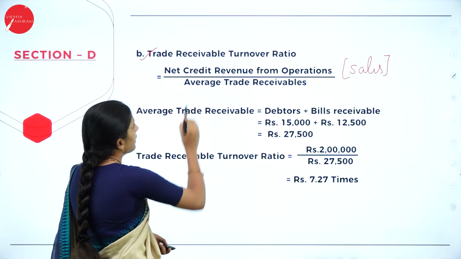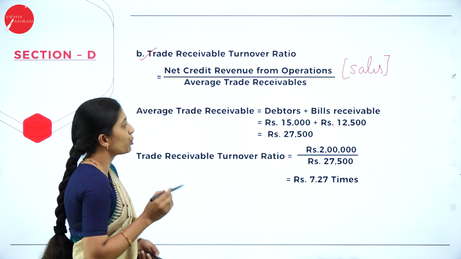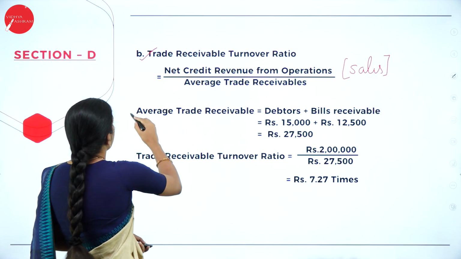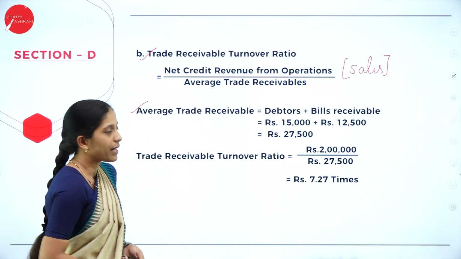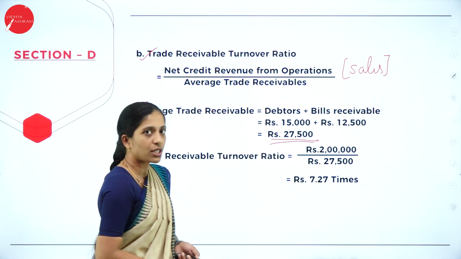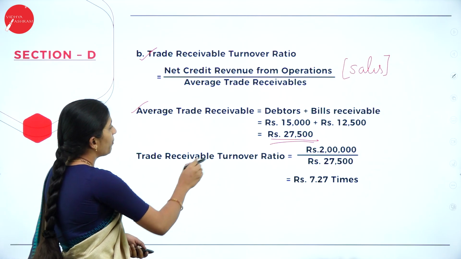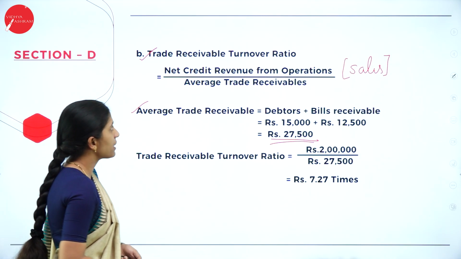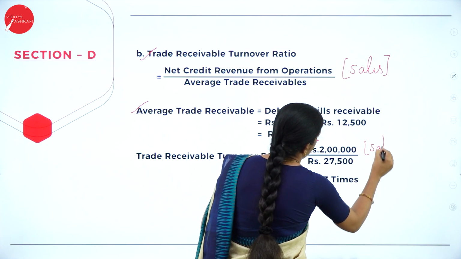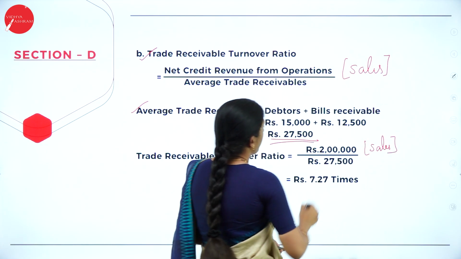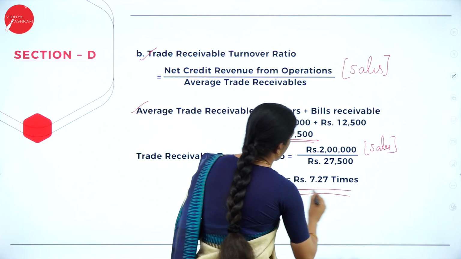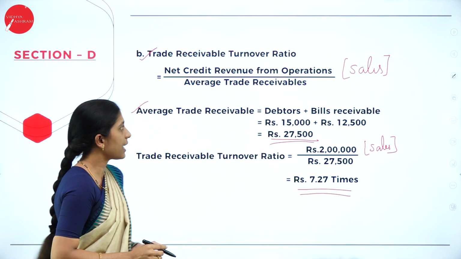Yes. So, net credit revenue from operations is 2 lakh. Already I have told you it is nothing but your sales. Then average trade receivable is equal to debtors plus bills receivable, so it will be overall 27,500. Now, apply the formula: trade receivable turnover ratio is equal to net credit revenue from operations, which means sales, divided by average trade receivable 27,500. So, your answer is 7.27 times.